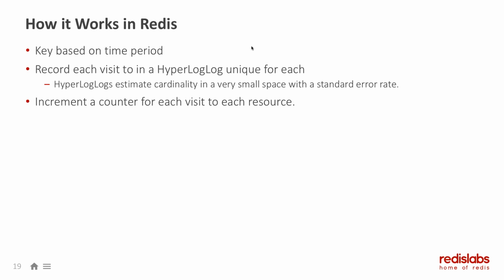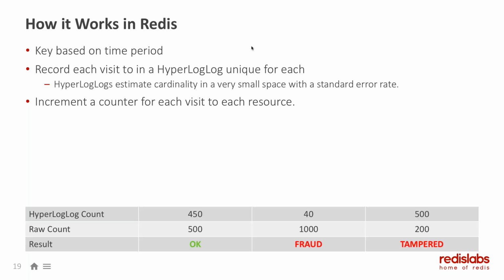And then you also do another thing. You increment a counter for each visit to each resource. So in that example, every time somebody visits, doesn't matter if they're unique, you increment that counter. And that can be really easily done in Redis with the INCR command. So let's take a look at this example at the bottom.